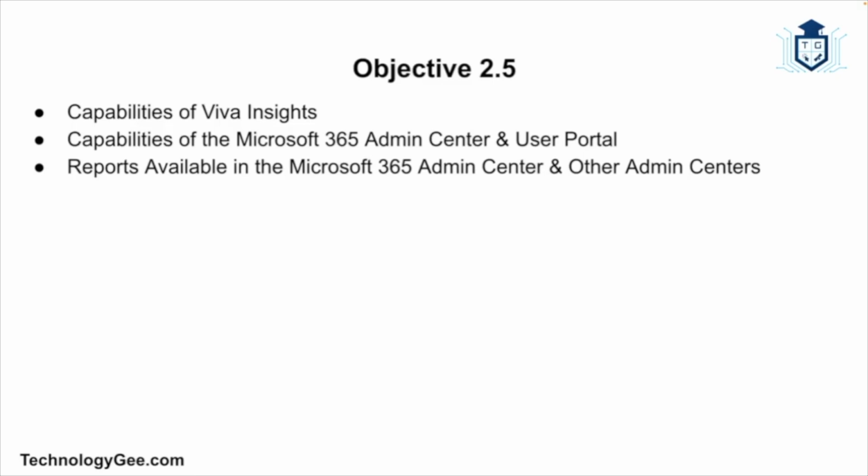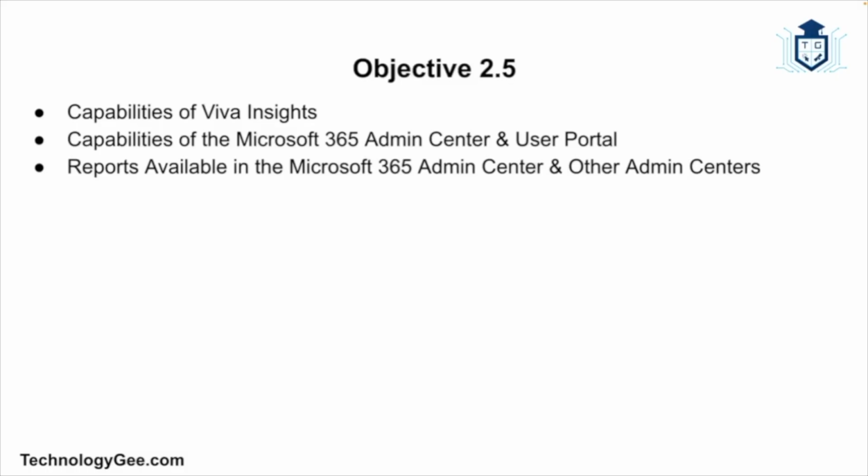With tools like Viva Insights, the Microsoft 365 Admin Center, and various admin reports, organizations can leverage actionable insights to achieve measurable results. In this video, we're going to explore how Microsoft 365 analytics capabilities provide personalized and organizational level insights to foster better work practices, optimize resource allocation, and drive business success.